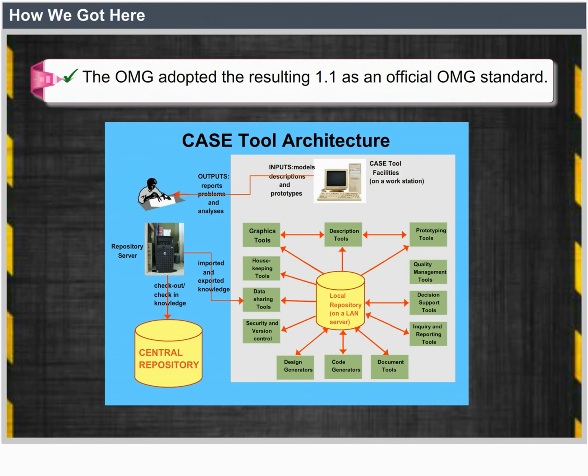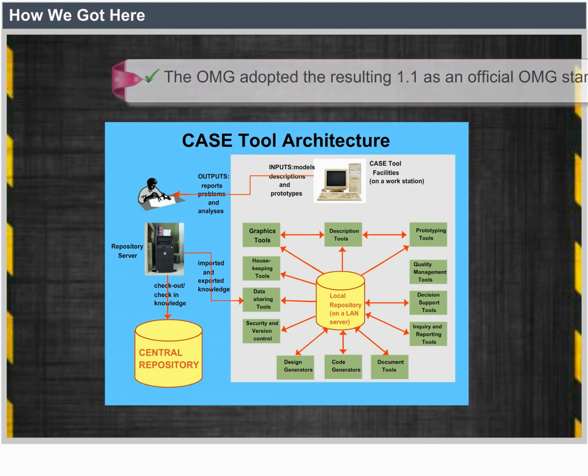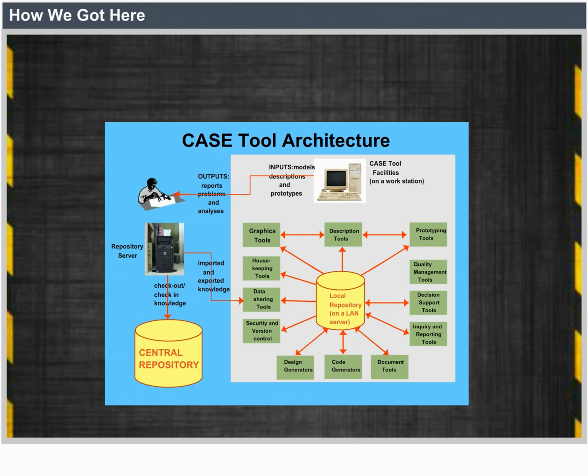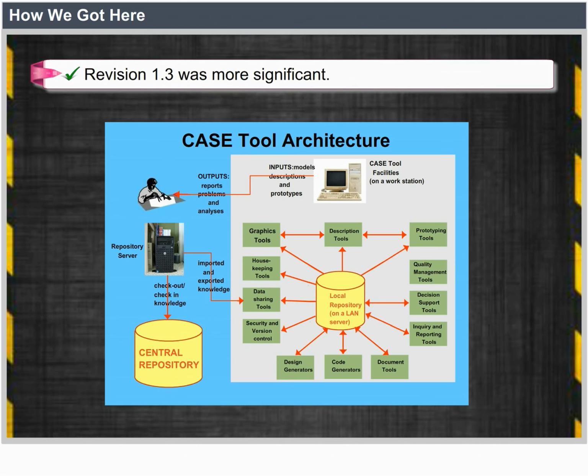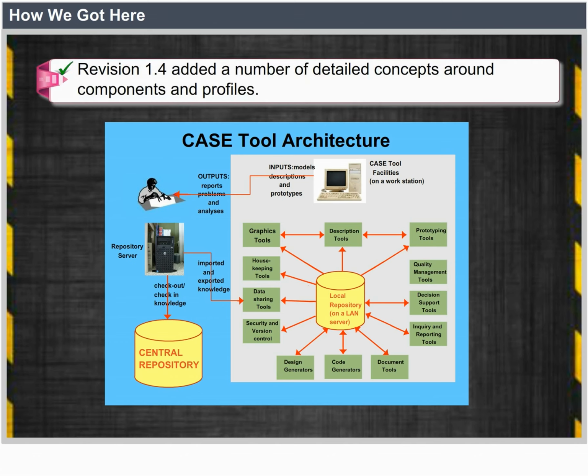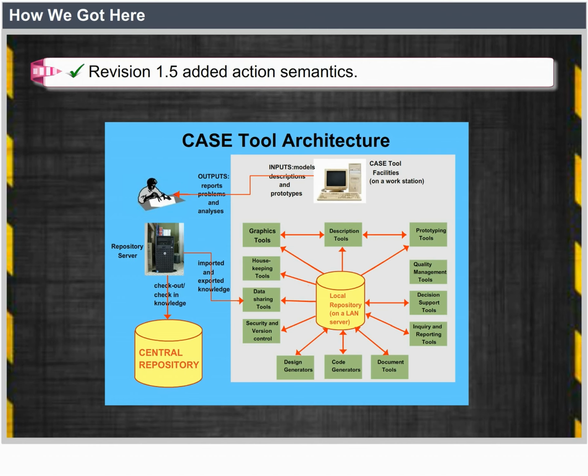The OMG adopted the resulting 1.1 as an official OMG standard. Revision 1.2 was entirely cosmetic. Revision 1.3 was more significant. Revision 1.4 added a number of detailed concepts around components and profiles. Revision 1.5 added action semantics.